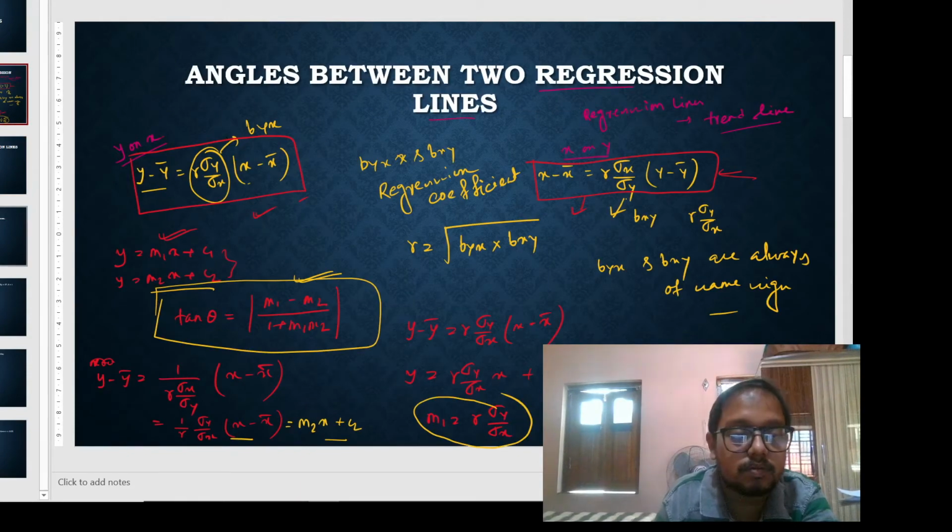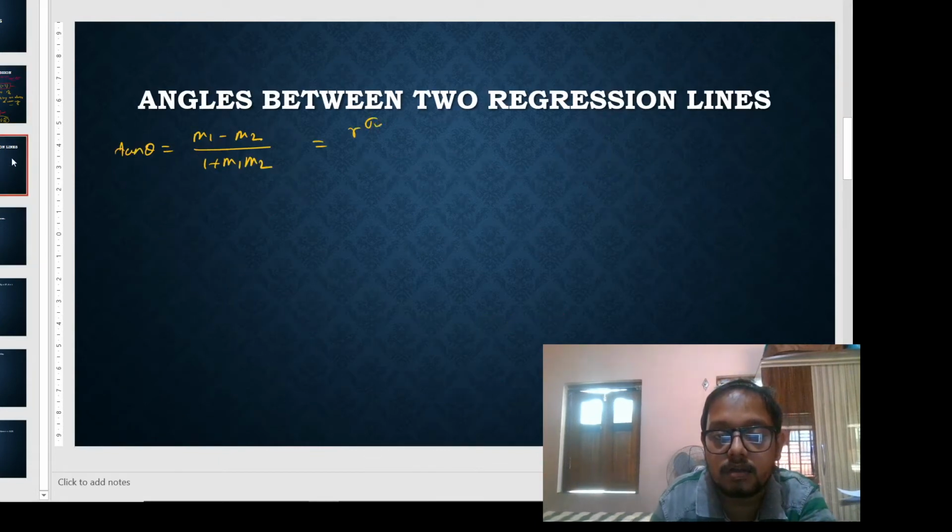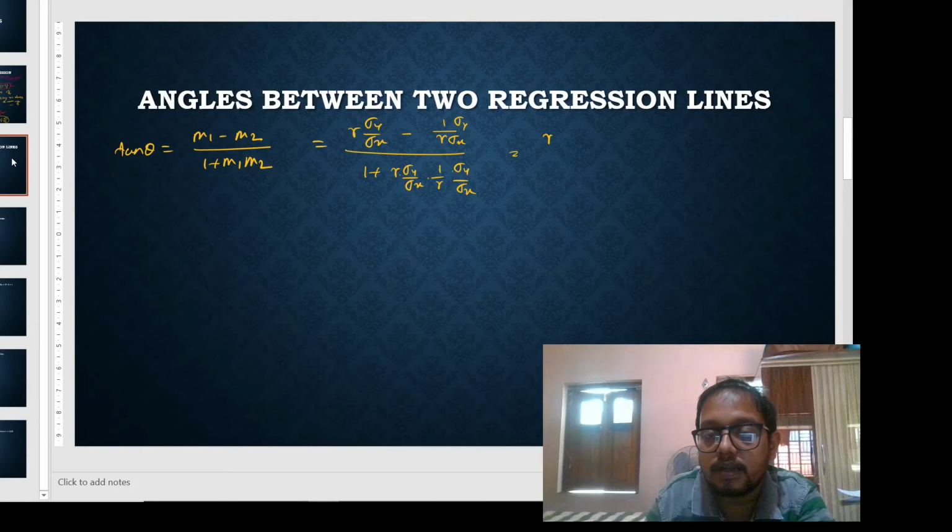We get m1 as r sigma y by sigma x, and m2 as 1 by r, sigma y by sigma x. That is, r sigma y by sigma x minus 1 by r sigma y by sigma x, divided by 1 plus r into sigma y by sigma x into 1 by r sigma y by sigma x. So from here, can we write this like this? From here we can write (r minus 1 by r) sigma y by sigma x. Here these r and these r will be cancelled out. So we get from here 1 plus sigma y square by sigma x square.